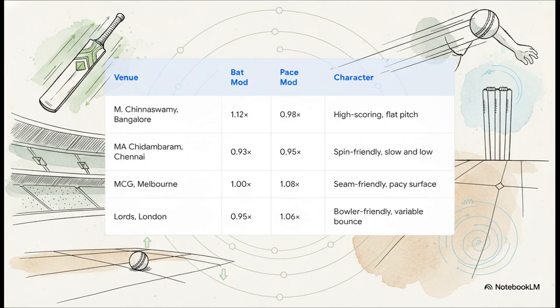To make the game feel truly authentic, the simulator even thinks about where the match is being played. Different stadiums have unique modifiers. A flat pitch like Bangalore, that gives batters a little 1.12x boost. A bowler-friendly pitch like Lord's, that gives pace bowlers a 1.06x advantage. These little details add a whole other layer of realism.